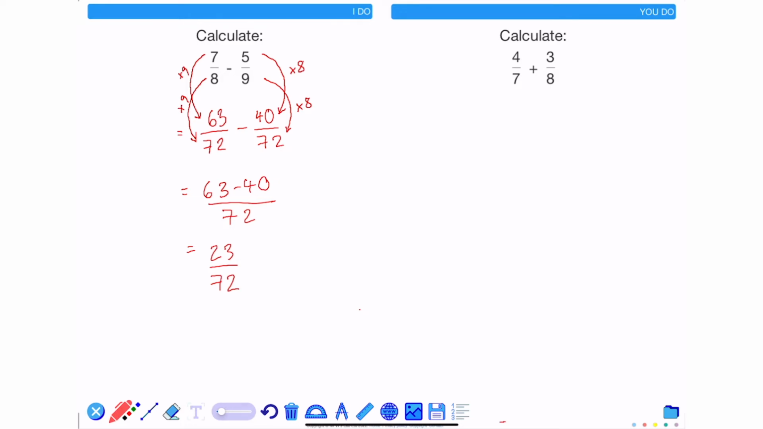Pause the video here and have a go at the question on the right hand side. When you're ready to see the answer, press play.